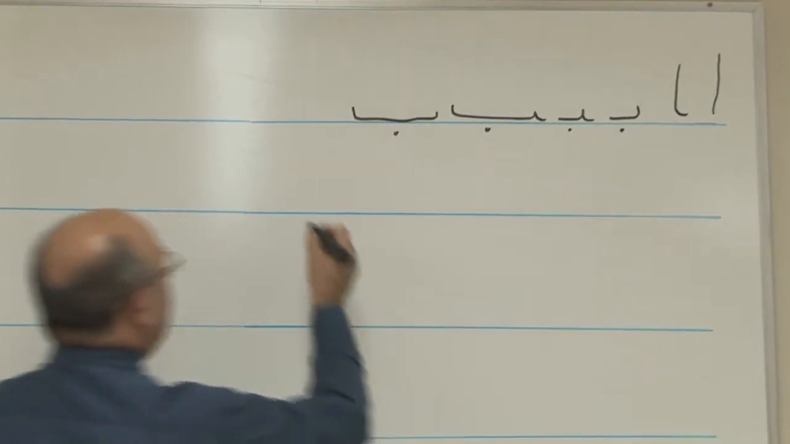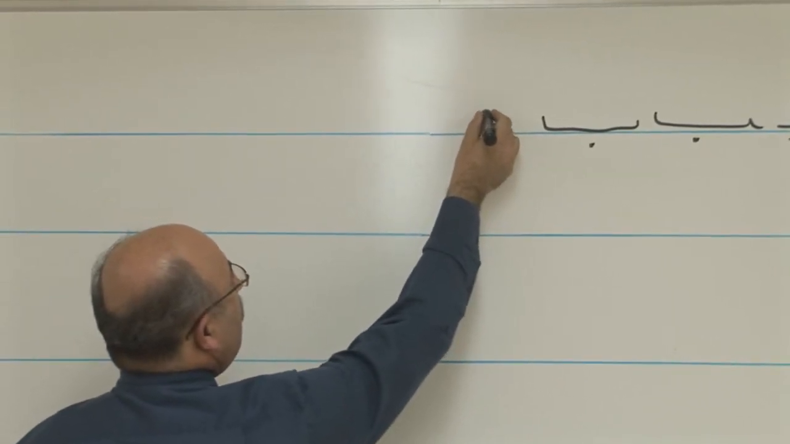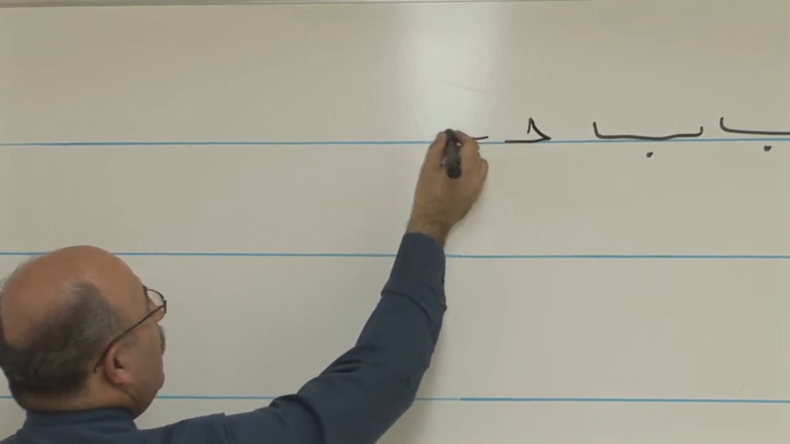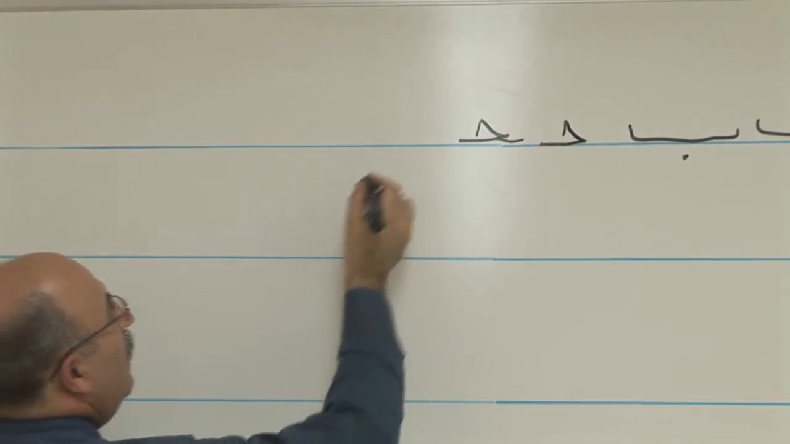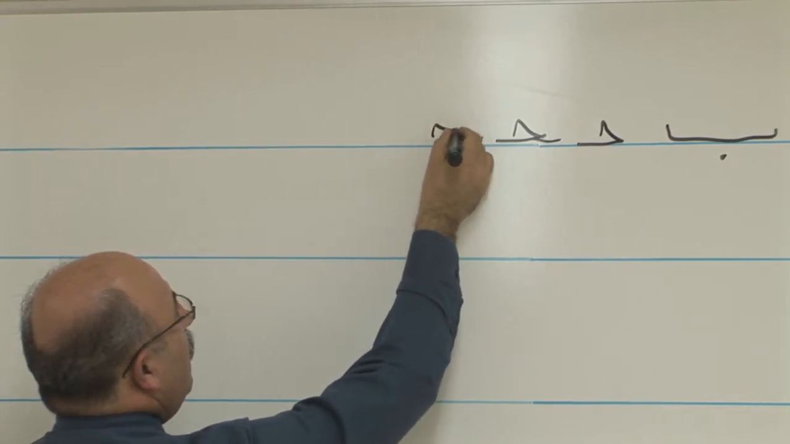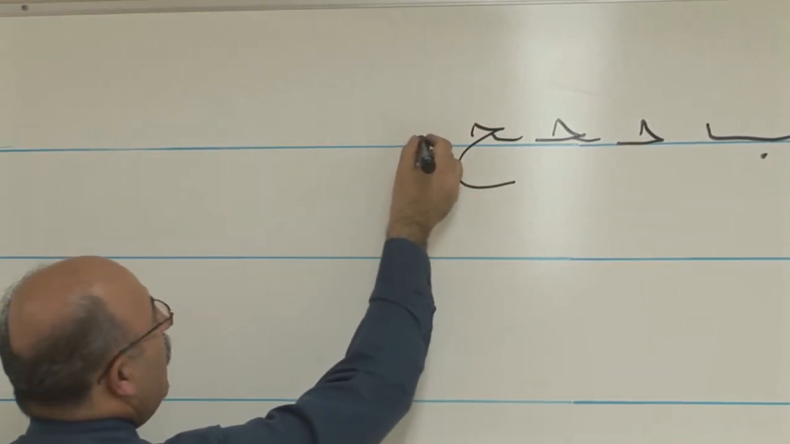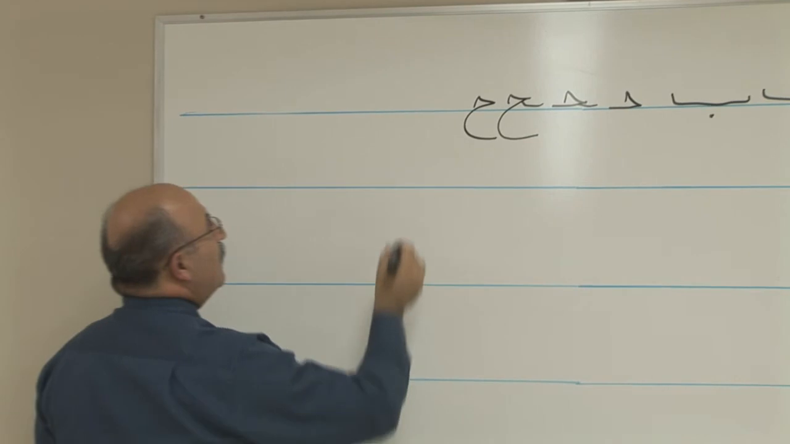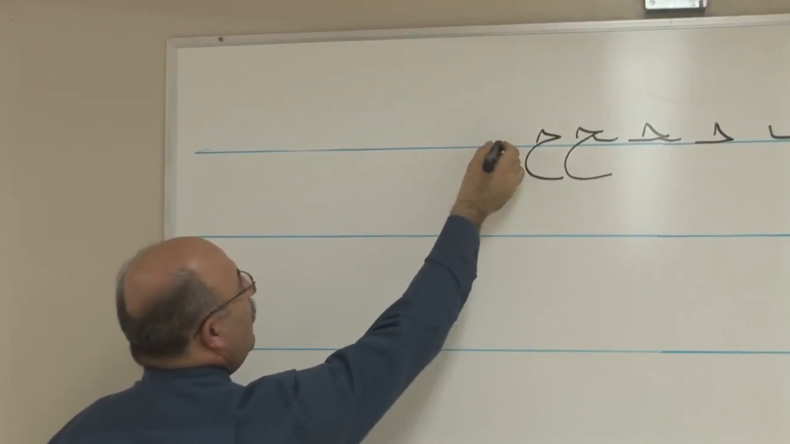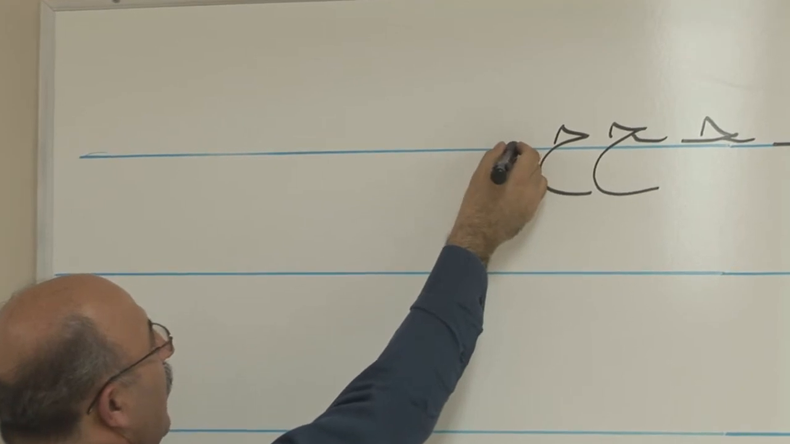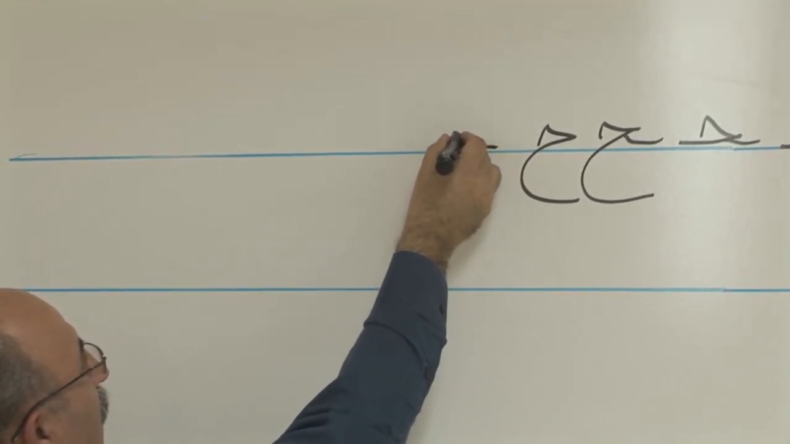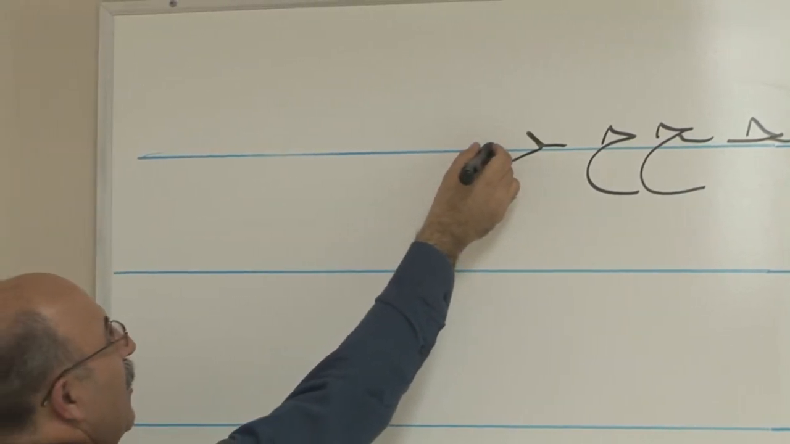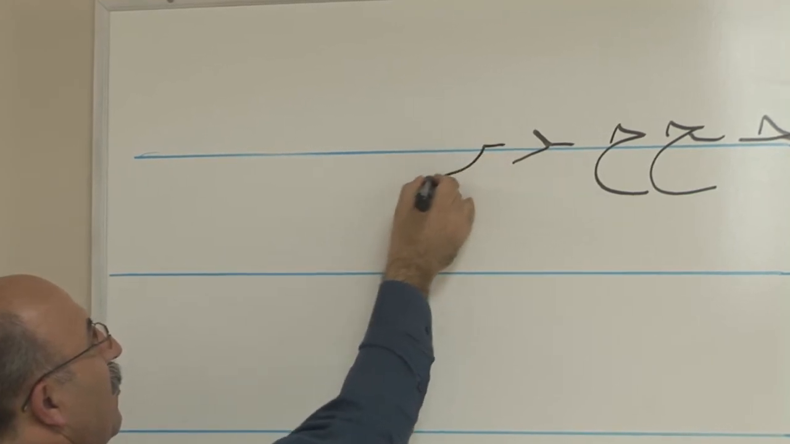The next set, again, the initial, middle, terminal, and of course, standalone. And the same goes with the other ones. Now this dal connects only on one end. The same with re, ze, and je, which connect only on the right side.